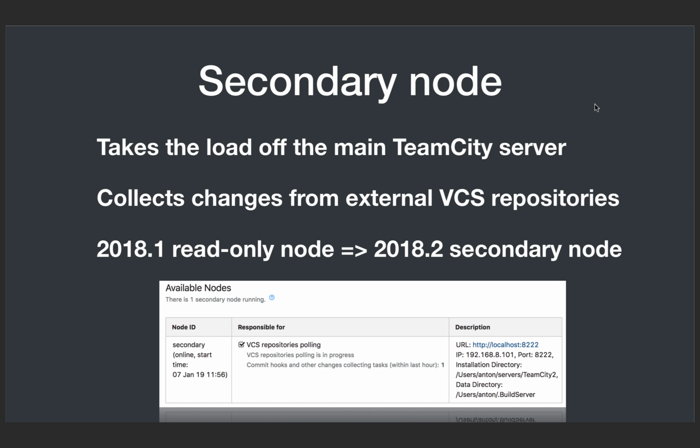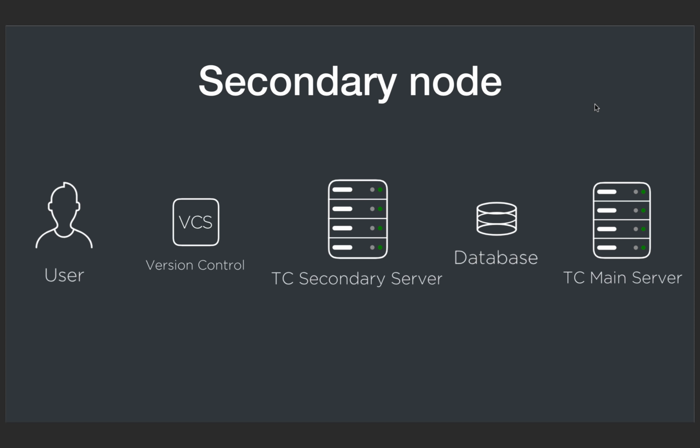So now you should be thinking of this new node as a secondary node, which has more responsibilities than just displaying the data. It's now capable of polling the external repositories. So how does it work? You will have two servers running. You need an external database for that. There is a version control repository and there is a developer making his changes. And the secondary node will be polling the external version control system.